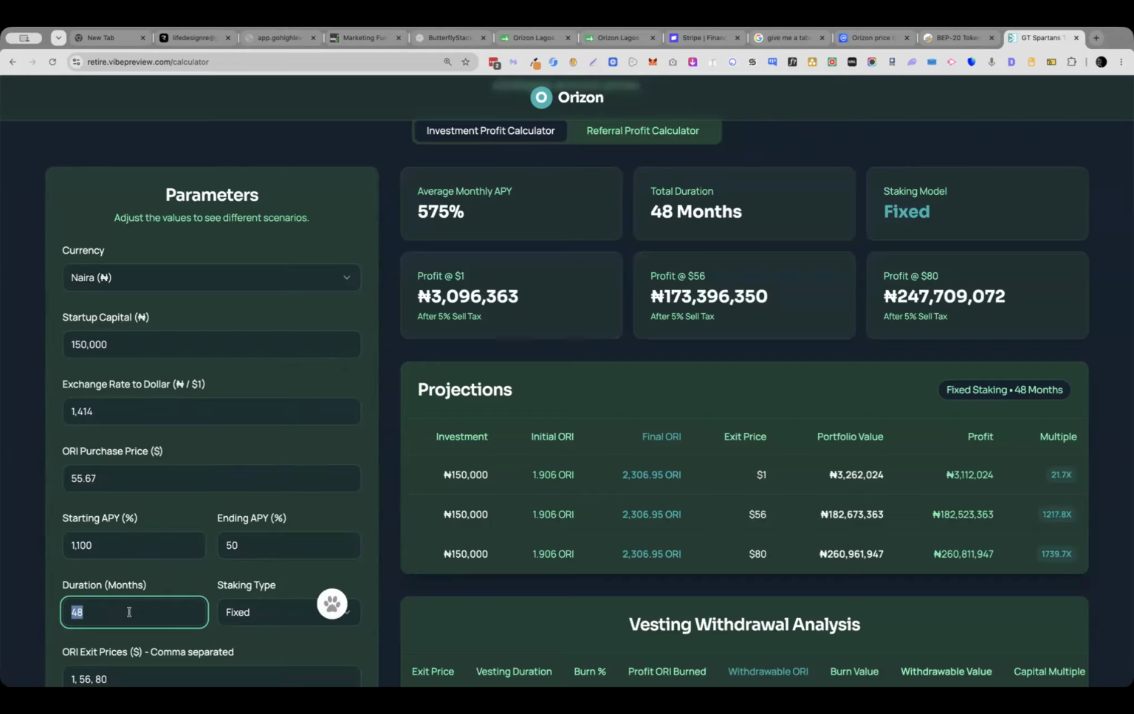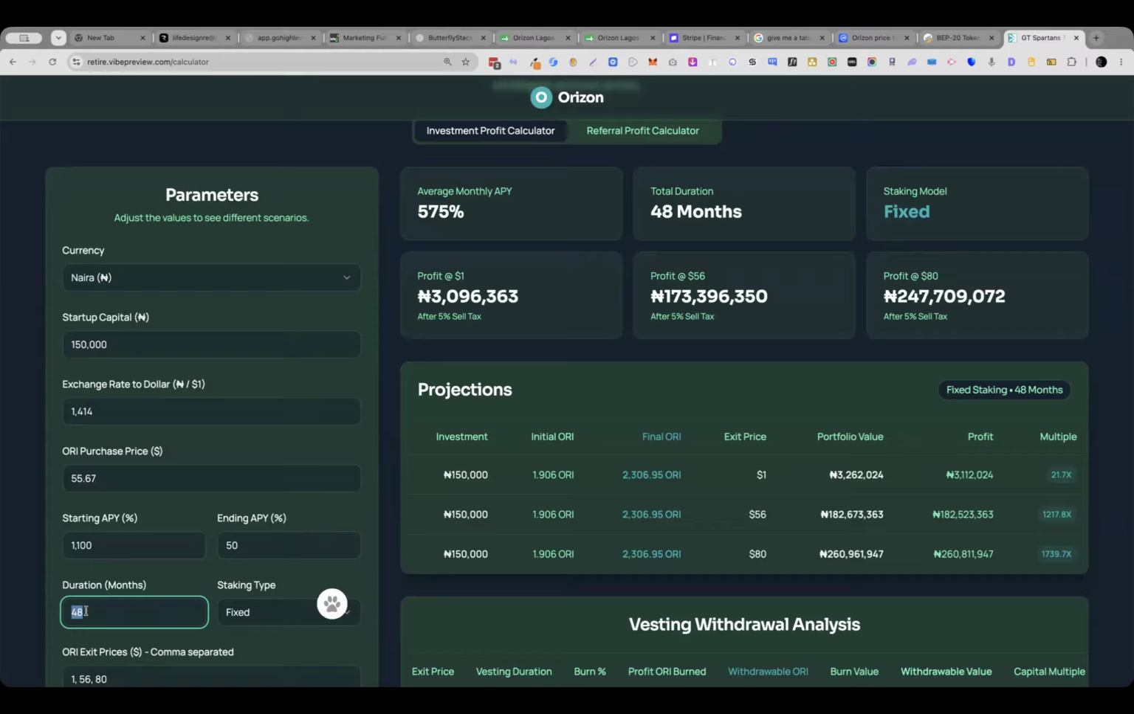Remember, the highest staking duration on this platform is 1 year. After 1 year, you can take out both your capital and your profit. If you leave it, it will just keep compounding. But the maximum stake duration is 1 year. So after 1 year, your profit and your capital are claimable. But if you say, no, I want it to keep running, you leave it there and it will keep running.